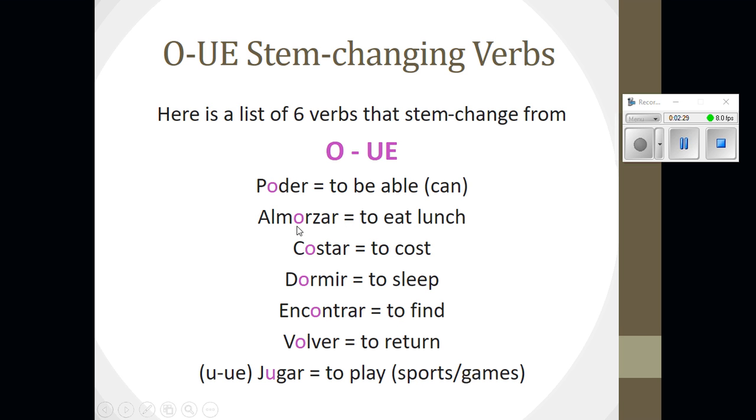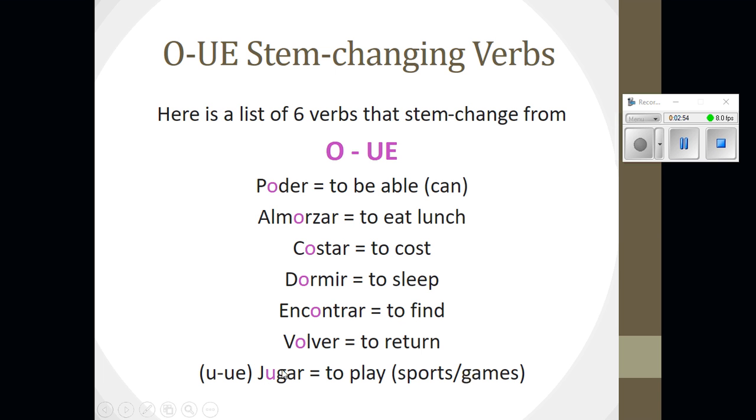Almorzar is to eat lunch. Notice the O here would stem change to UE when conjugated. Costar to cost, dormir to sleep, encontrar to find, and volver to return. These 6 verbs are O to UE stem changing verbs. And then we have one here that's an outlier. It's sort of special. This verb jugar, which means to play sports and games, is actually a U to UE.